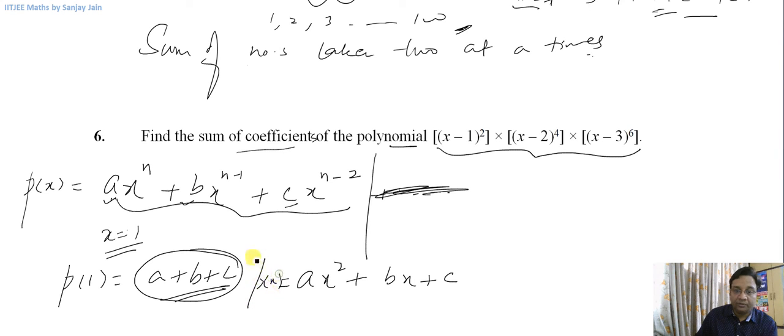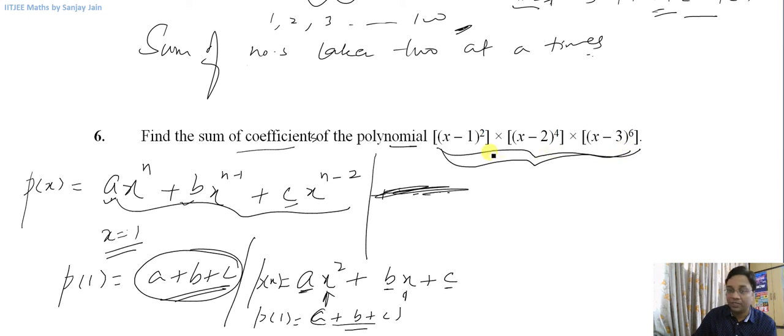Let us say I take p of x equal to this and I need to find the sum of coefficients. So I just need to place x equal to 1. So p of 1 will be my sum of coefficients. I hope you have got the idea of how we will calculate the sum of coefficients of this polynomial just by placing x equal to 1.